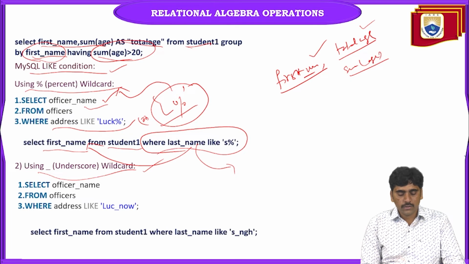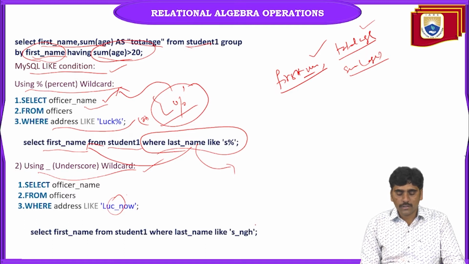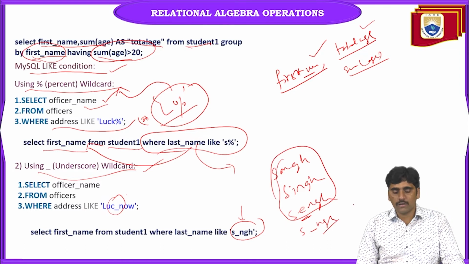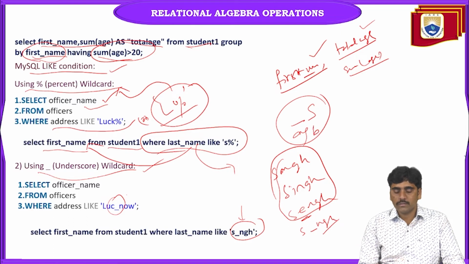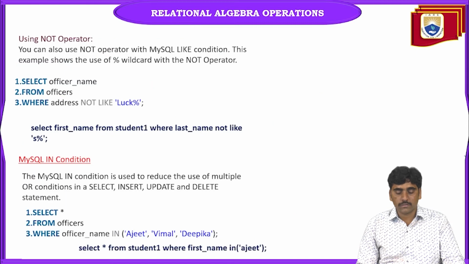Using the underscore wildcard. The underscore can stand for any single letter, and all matching values will be displayed. Suppose sometimes it is S-A-N-G-H, sometimes S-I-N-G-H, sometimes S-U-N-G-H. If we mention S underscore N-G-H, it displays all these values. Or you can specify underscore S, which displays whatever starts with A or B or any letter. So this is the way we can understand the underscore operator as well as the LIKE operator. For LIKE we use the percent sign, and for this we apply the underscore operator like this. And the next one is what?